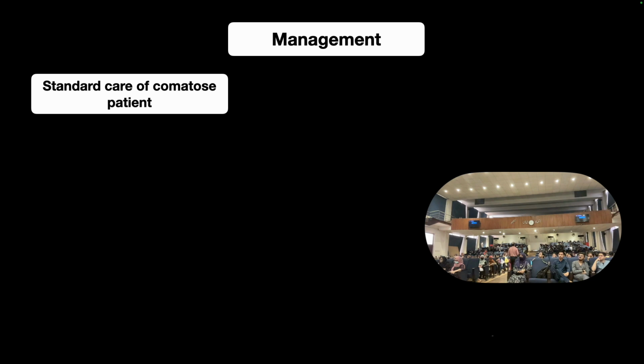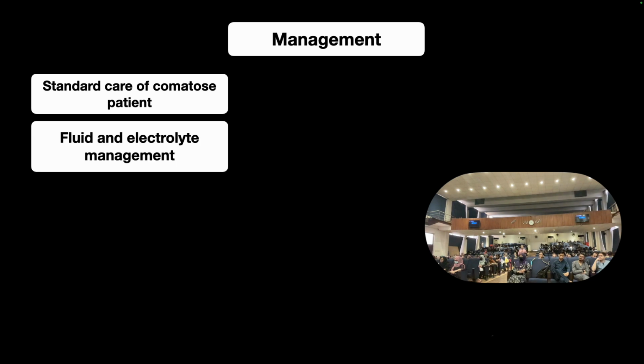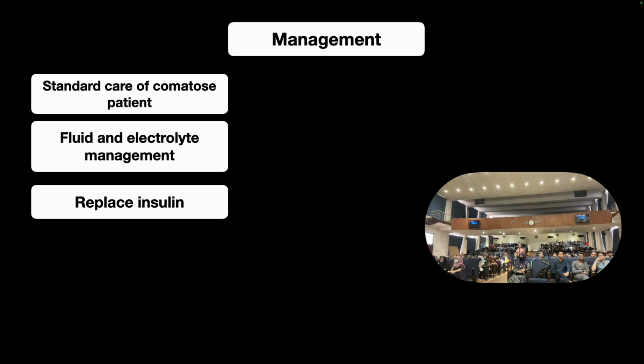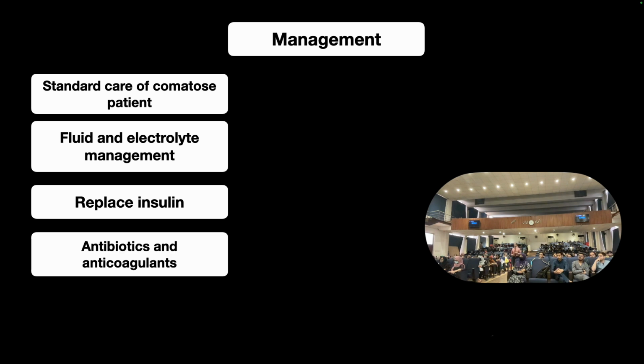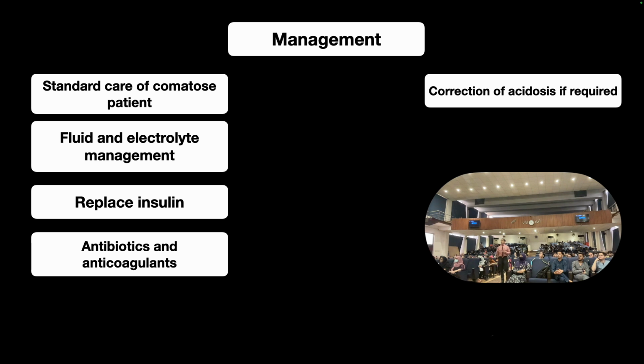So you go for the prevention of aspiration, bladder and bowel care, skin care, and keep the patient safe from injuries. So this is the usual care for patients who are comatose. And then you go for fluid and electrolytes. Replace insulin, antibiotics and anticoagulants if indicated, correction of acidosis if required. So this is our main treatment plan.